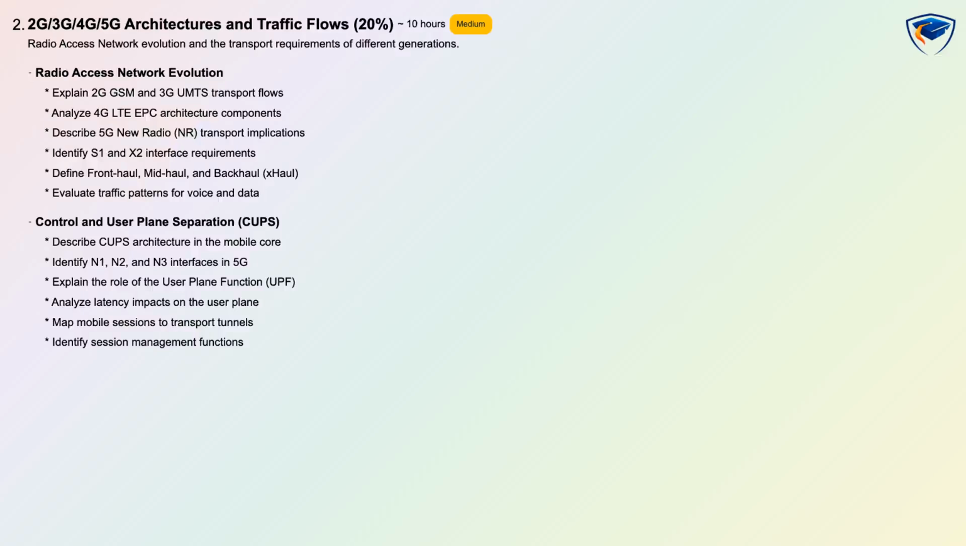You will review transport flows for 2G GSM and 3G UMTS, analyze 4G LTE EPC components, understand 5G new radio transport implications, learn S1 and X2 interface requirements, define front-haul, mid-haul and backhaul concepts, and study control and user plane separation including CUPS architecture, N1, N2 and N3 interfaces, the user plane function, session mapping to transport tunnels, and latency impacts on the user plane.